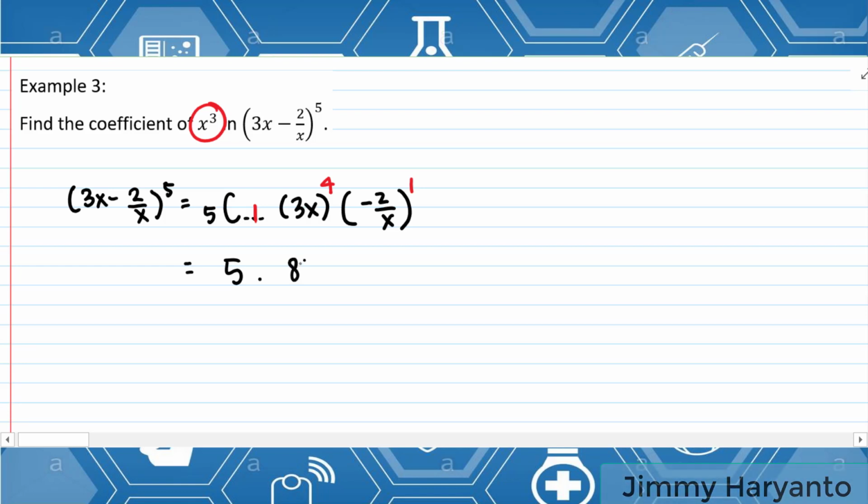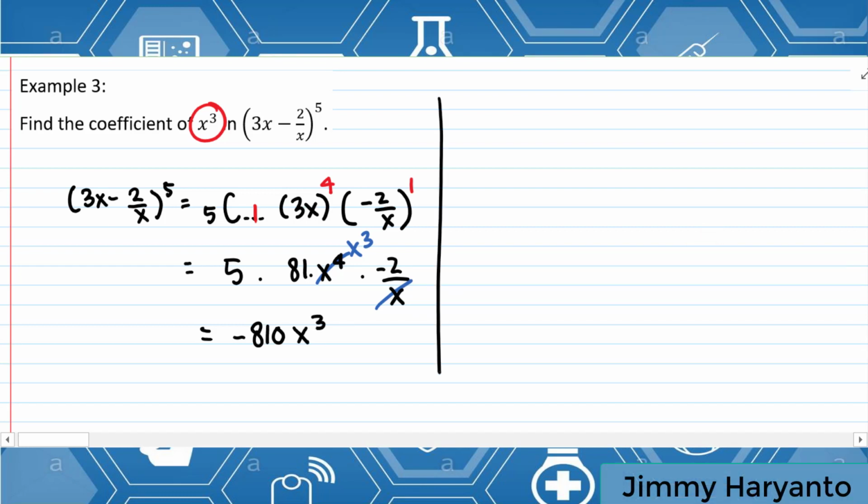It will be 5 times 81 to the power of 4 times negative 2 over x. You can cross out this one, x cubed, then calculate it. The result will be negative 810 x cubed. This is the guessing method. If you want to use algebra, we can do it also.